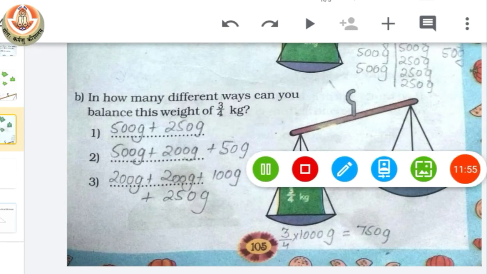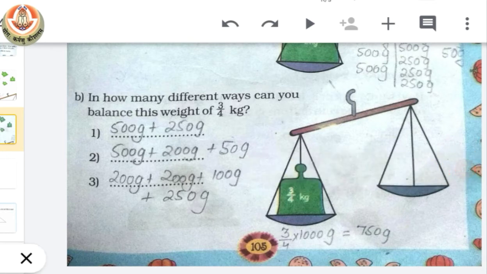So how can we make 750 gram? By adding 500 gram and 250 gram. By adding 500 and 250 gram. And 500, 250 gram.